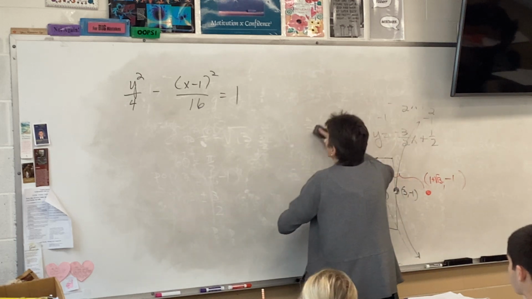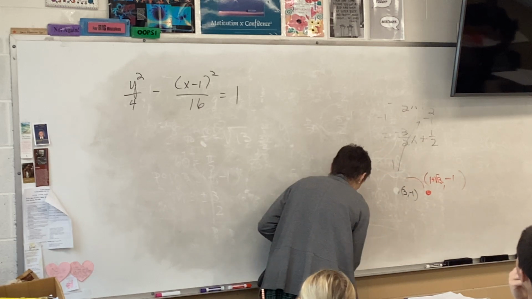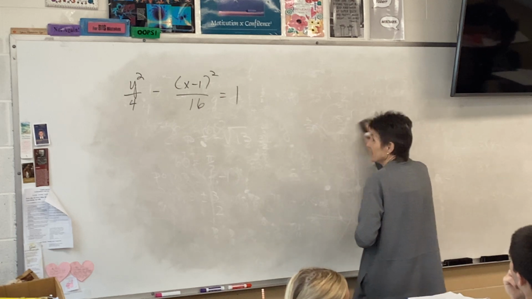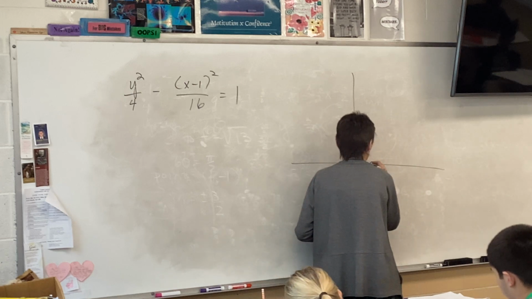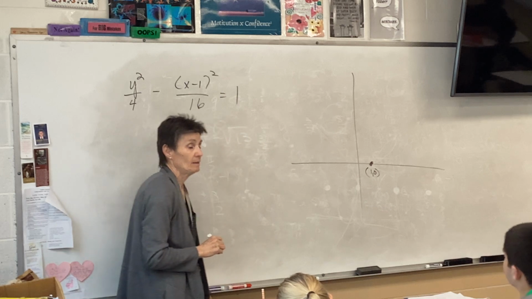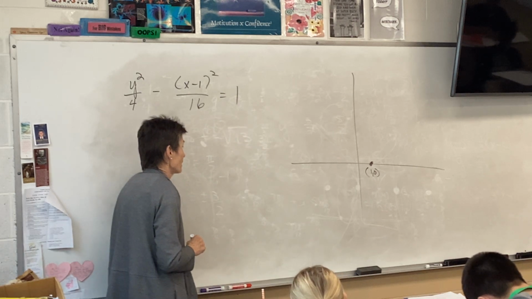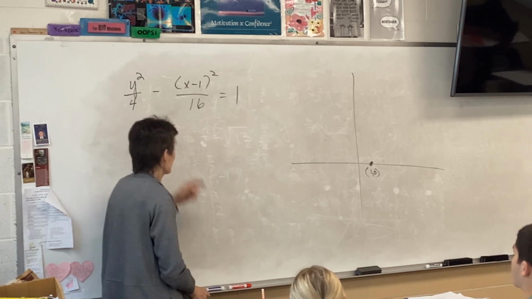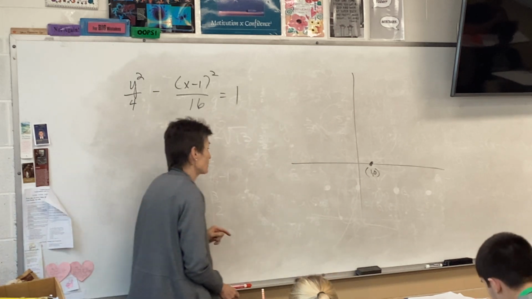So 1, 0. We know the center is at 1, 0. Jack is all over that. Does everybody recognize that it's 1, 0? Remember, the point has to be x, comma, y. All right, now what? Up and down 2.